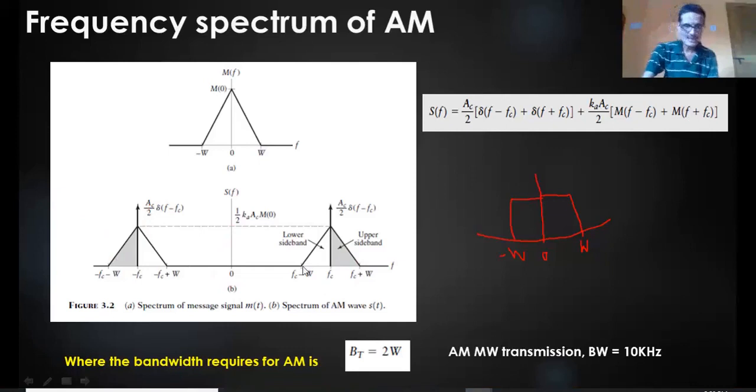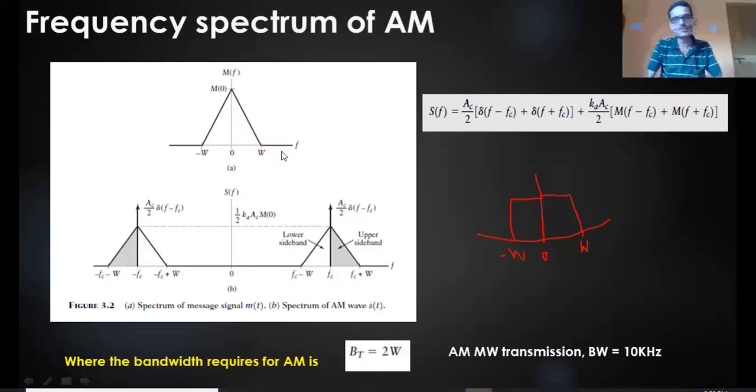Now, if I calculate the bandwidth required for AM from the frequency spectrum, how do you calculate the bandwidth? It is nothing but the highest frequency minus the lowest frequency. That is fc plus W minus fc minus W. What we get is the transmission bandwidth of AM as 2W hertz, twice the highest frequency in the message spectrum. If I consider the highest frequency of say 10 kilohertz, the bandwidth required is 20 kilohertz.